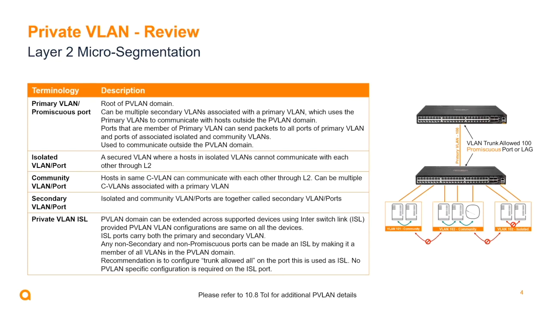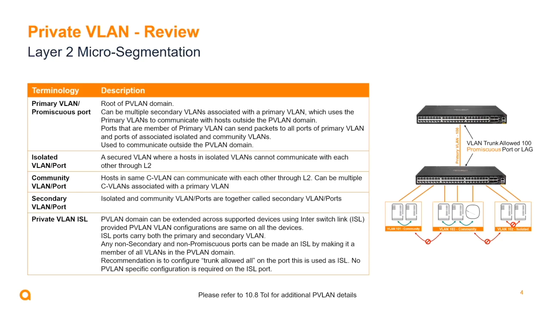Isolated: an isolated VLAN or port provides us with a complete layer 2 separation from other ports within that same private VLAN, except of course for the promiscuous ports. So traffic received on an isolated port is only going to be forwarded to those promiscuous ports.